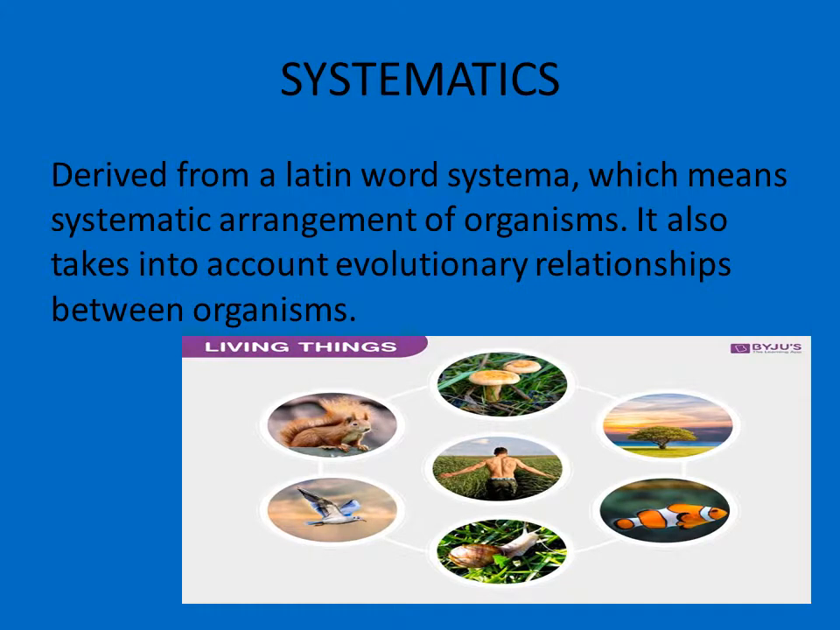Here I am introducing a special term known as systematics. As the word itself indicates, the word is derived from a Latin word, systema, that means the systematic arrangement of the organisms. Systematics is the branch of biology that deals with the systematic arrangement of various organisms or species. It not only considers the arrangement of organisms, but it also considers the evolutionary relationship between different organisms, so that we can easily find out the ancestors from which a particular species originates.